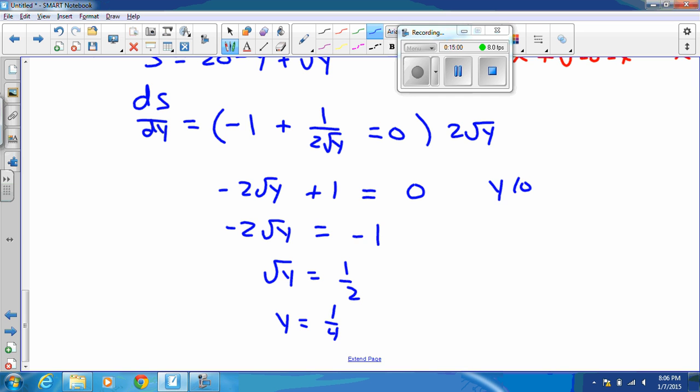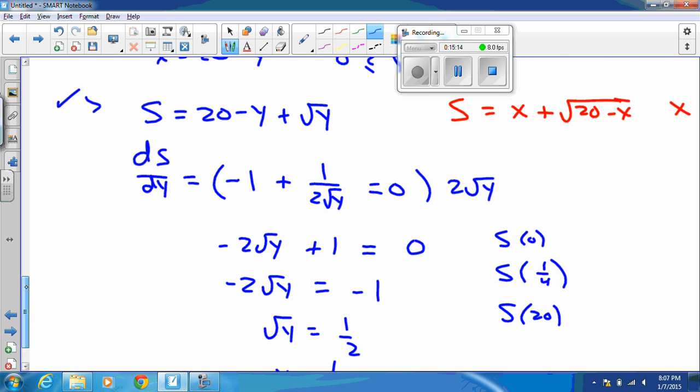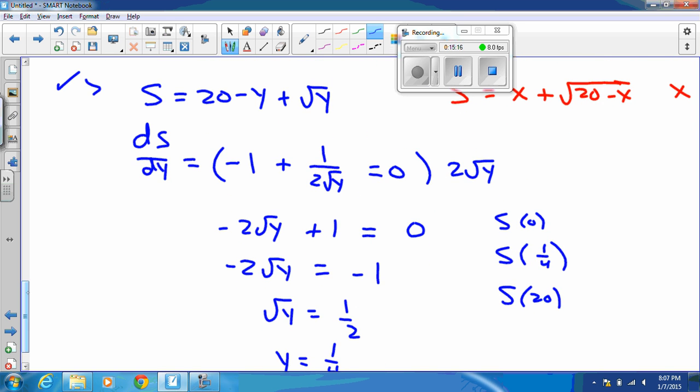And since y is equal to 1/4 as our sole critical point, we are now ready to compute the sum when y is equal to 0 at the endpoint, the sum when y is equal to 1/4 at the critical point, and the sum when y is equal to 20 at the other endpoint. Plugging back into our expression right here, you can see that s of 0 is going to equal 20 minus 0 plus the square root of 0.